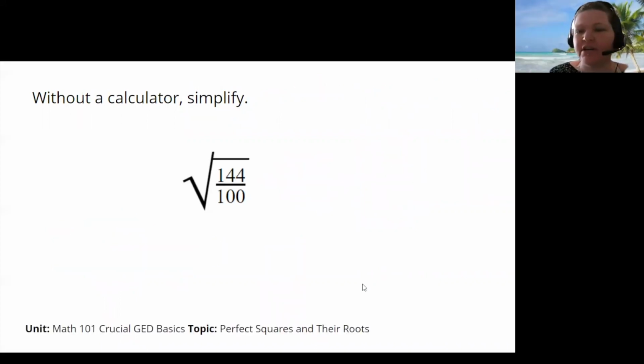Lovely. So if you need to look at something like this, this is from the Math 101 Crucial GED Basics. Obviously, this is a pretty challenging example of a perfect square problem, but we're just looking at perfect squares and their roots here. We did a square root.